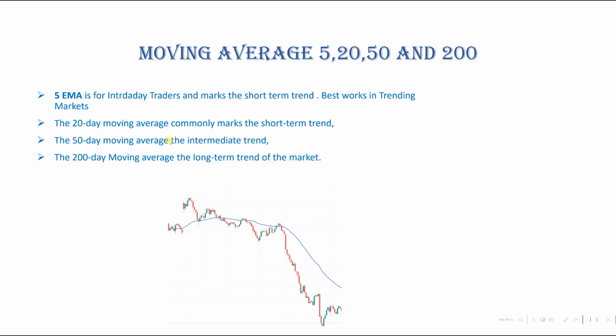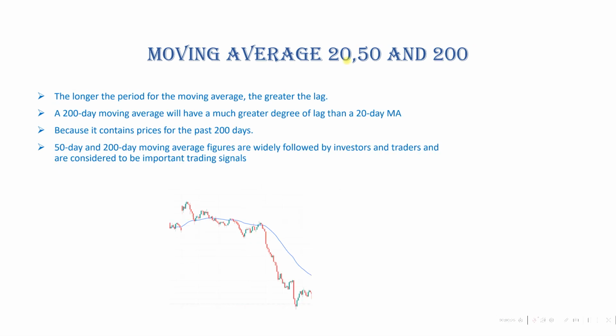The 50 moving average measures the intermediate trend of the market. The 200 EMA is the long term trend of the market. Now we can see about the 5, 20, 50 and 200 EMA. The longer the period of the moving average, the greater the lag.